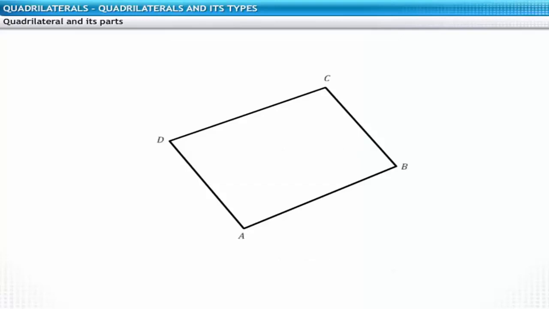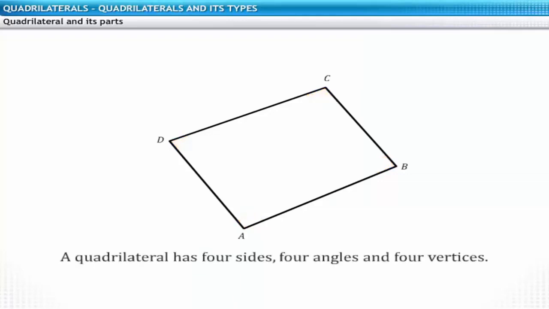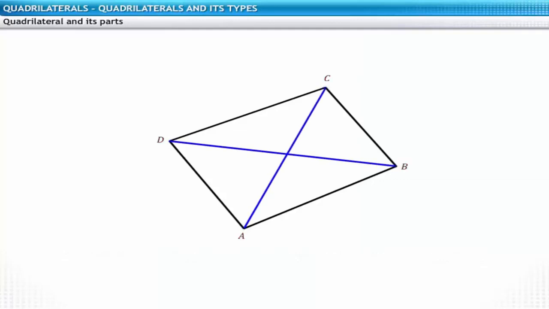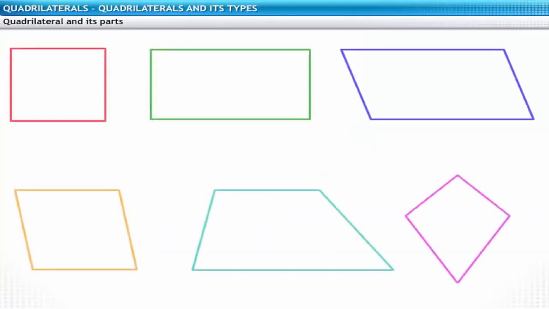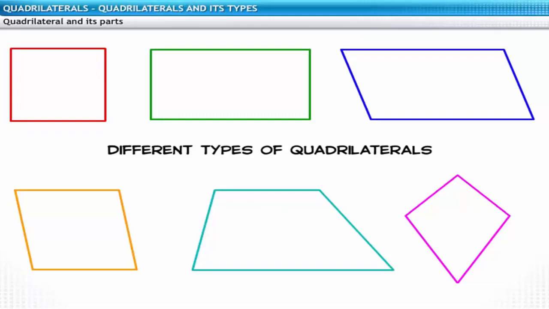A quadrilateral has 4 sides. Here AB, BC, CD and DA are the 4 sides. For angles, angle A, angle B, angle C and angle D are the 4 angles formed at the vertices. And for vertices, A, B, C and D are the 4 vertices. AC and BD are the 2 diagonals of the quadrilateral ABCD. Next, we'll discuss the different types of quadrilaterals and their properties.